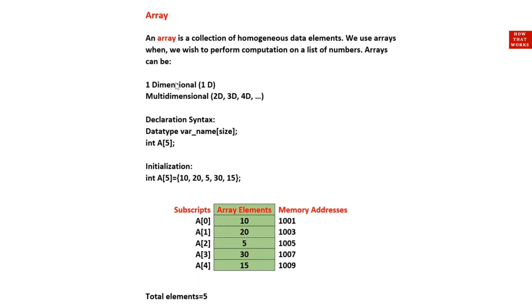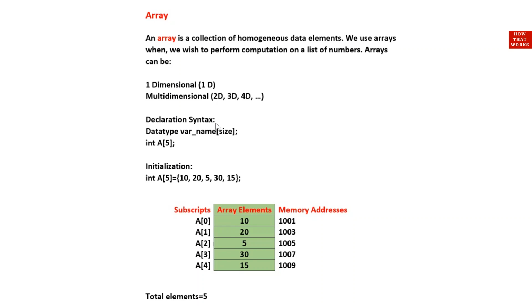An array can be either one-dimensional or multi-dimensional. Multi-dimensional means two-dimensional, 3D, 4D and so on. One-dimensional means a single list, which is the simplest one. In this lecture we are going to discuss the one-dimensional array. And first of all we need to know how to declare it.